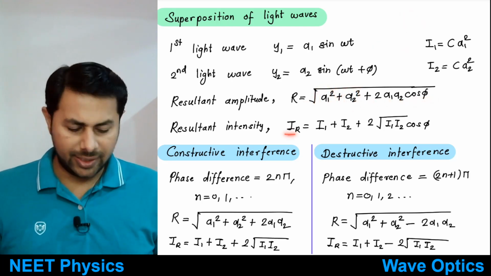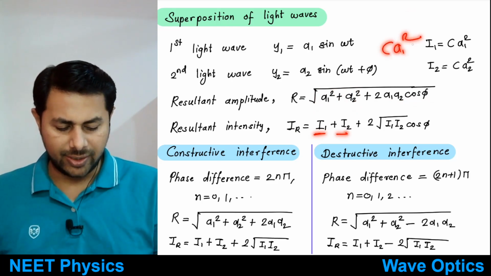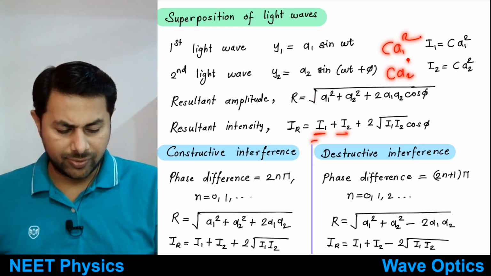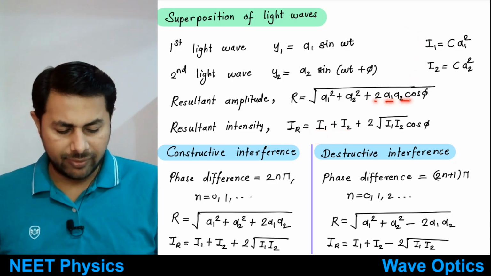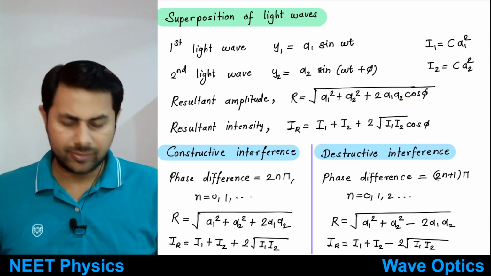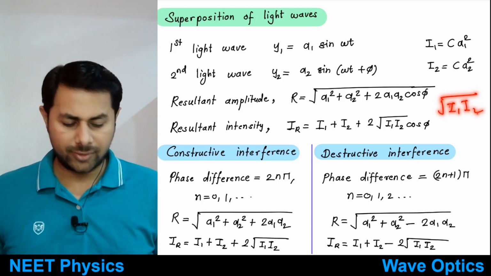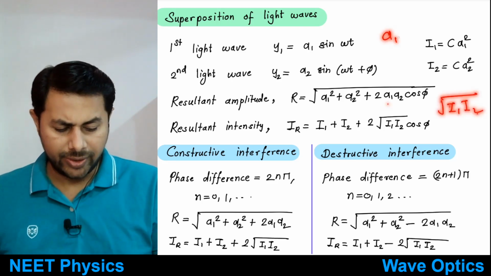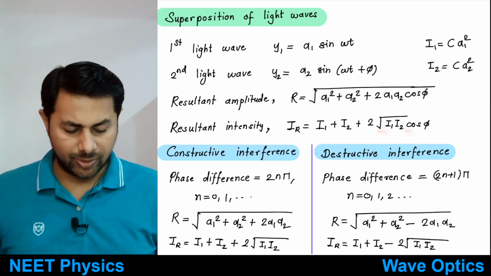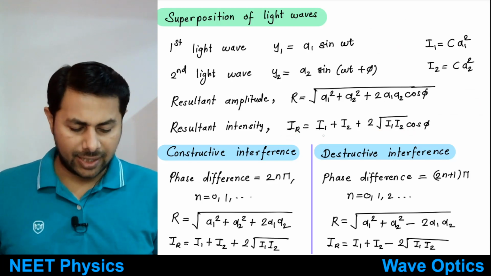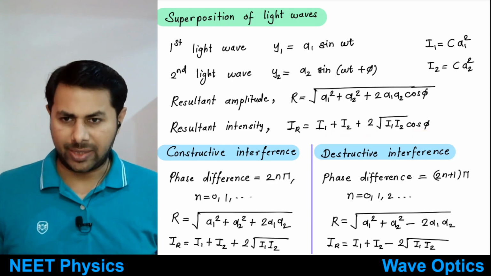So the resultant intensity is I1 + I2, because c a1² is I1 and c a2² is I2, plus 2 a1 a2, which can be written as the square root of I1 I2. So you write it that way and you get this formula: the resultant intensity is I1 + I2 + 2 √(I1 I2) cos φ.